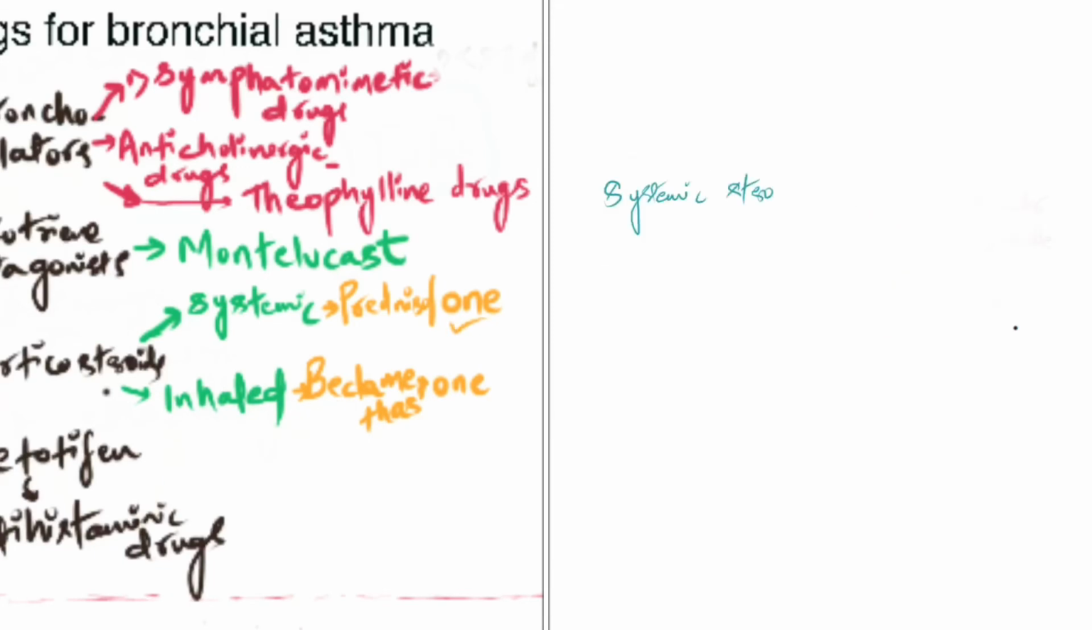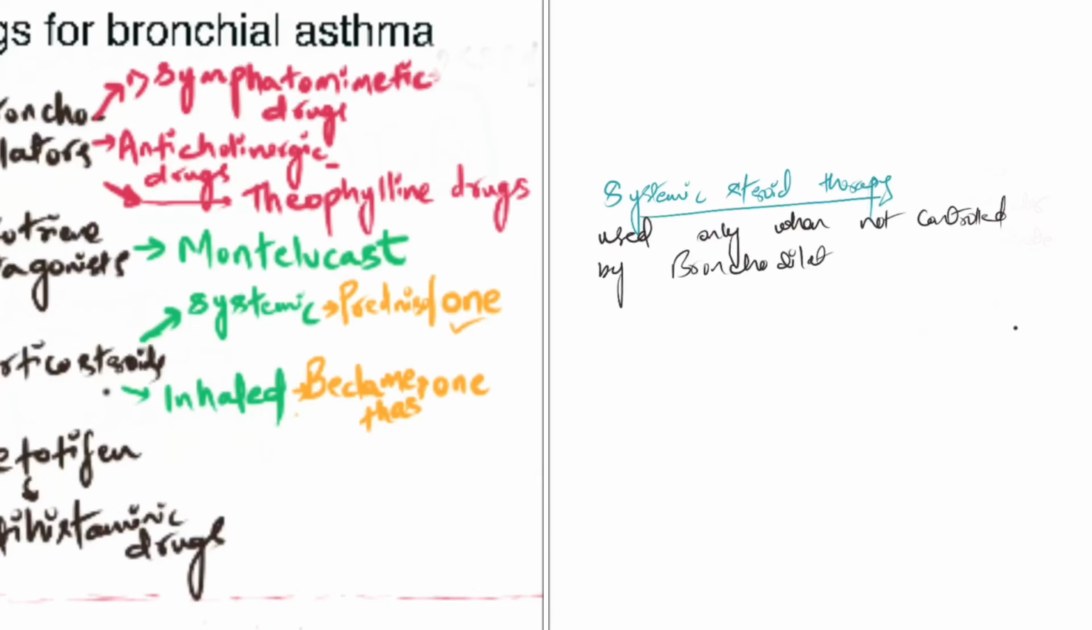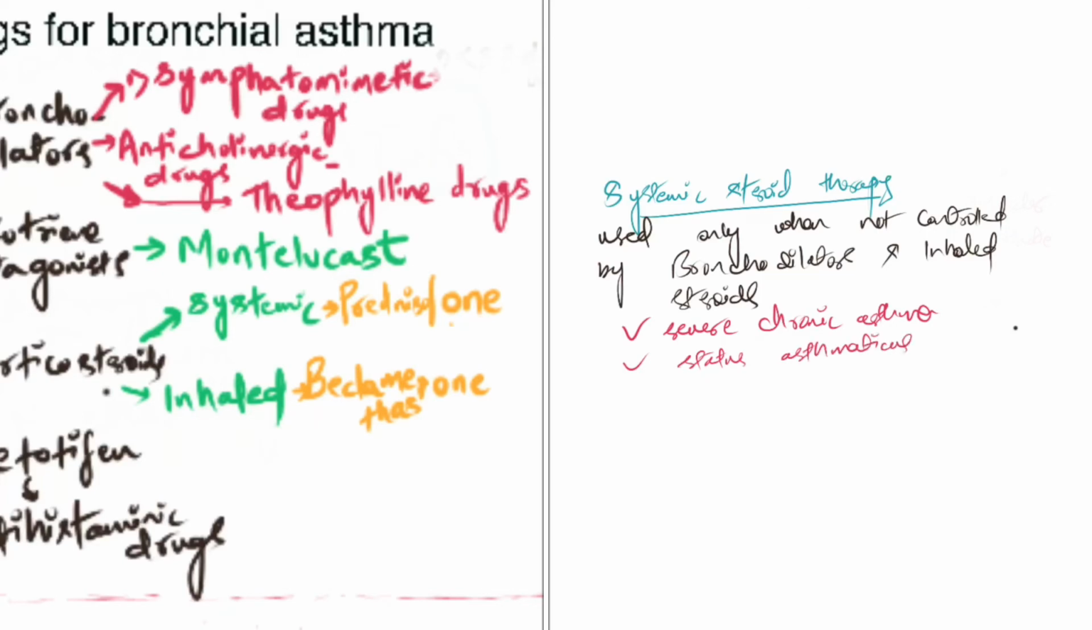Now let's talk about systemic corticosteroids and when they are used. This is used only when the asthma is not controlled by bronchodilators or inhaled steroids. Only in this case it's used. That is, it is used in severe chronic asthma and in case of status asthmaticus, or acute asthmaticus.